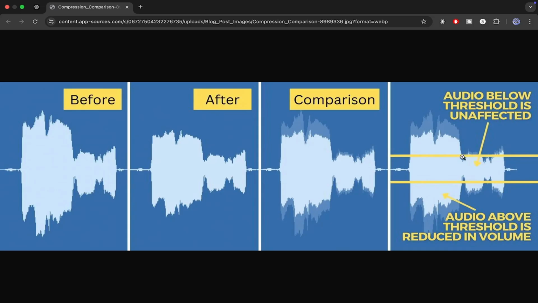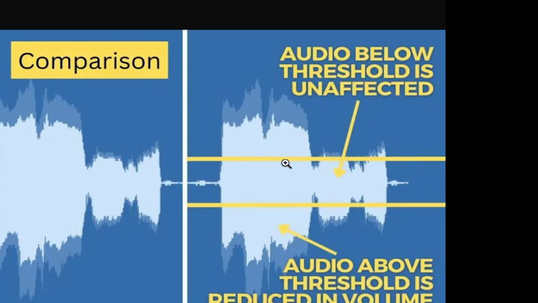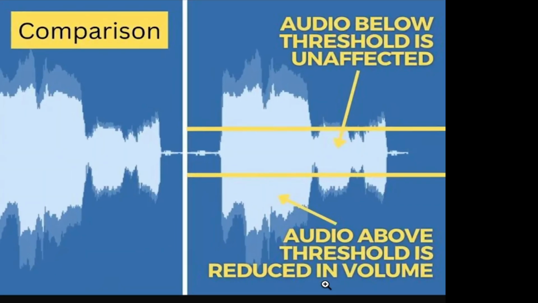Now, this is because of something called the threshold. The threshold determines at which point the compressor is going to start working. And we can see that here with this yellow line. Once the waveform passes this yellow line, then the compressor will start to reduce those peaks. They also describe that here as well. Audio that's below the threshold is unaffected, and audio above the threshold is reduced in volume.